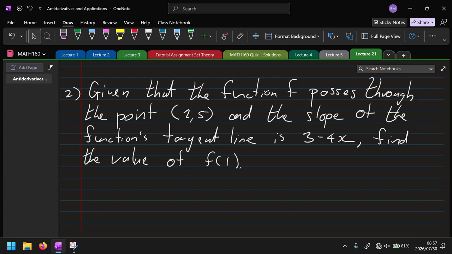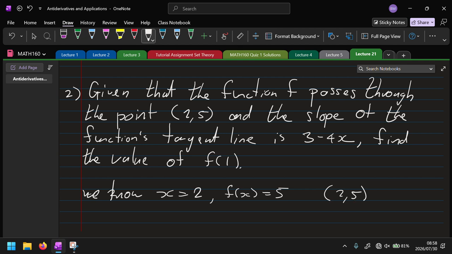So we've got this function f. We don't know what the function is. Okay, that's not given. But we're given 2 bits of information. Number 1, we're given a point that it passes through. So when x is 2, f of x is 5. That's given because we know it goes through that point. So we know when x is 2, from the point there, f of x must be 5. Okay, so that's from the point 2, 5.